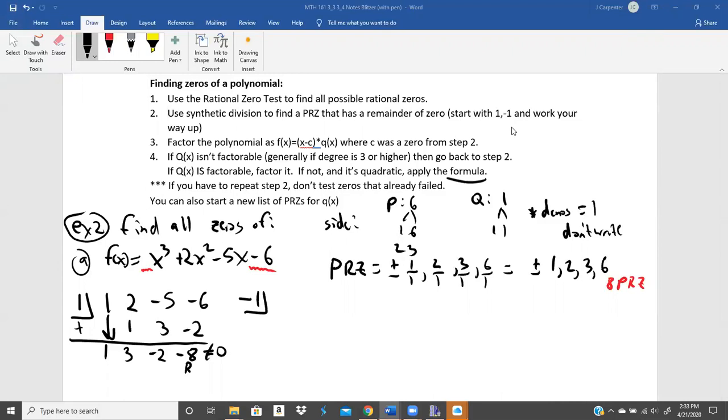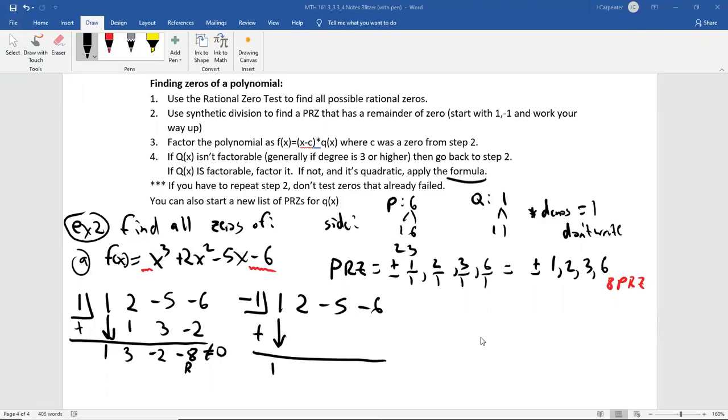All right, so back to this, the -1. To the right of it, we write the same 1, 2, -5, -6. There's going to be a lot of synthetic division today. We'll bring the 1 down, and then we multiply, add, multiply, add, multiply, add. So 1 times -1 is -1. 2 minus 1 is +1. 1 times -1 is -1. -5 plus -1 is -6. Let me do that at the end of the problem.